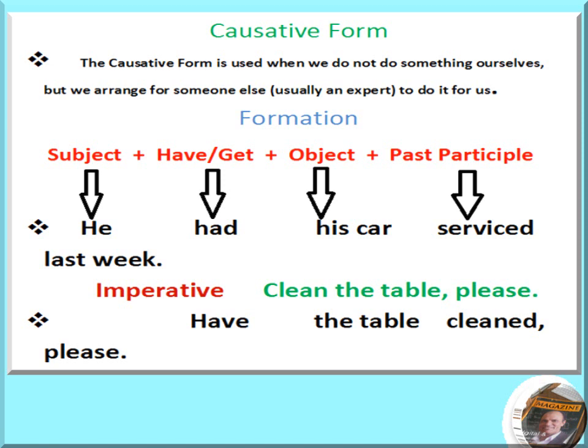Causative form. The causative form is used when we do not do something ourselves, but we arrange for someone else, usually an expert, to do it for us. Formation: subject + have/get + object + past participle. He had his car serviced last week. Imperative: Clean the table, please. Have the table cleaned, please.